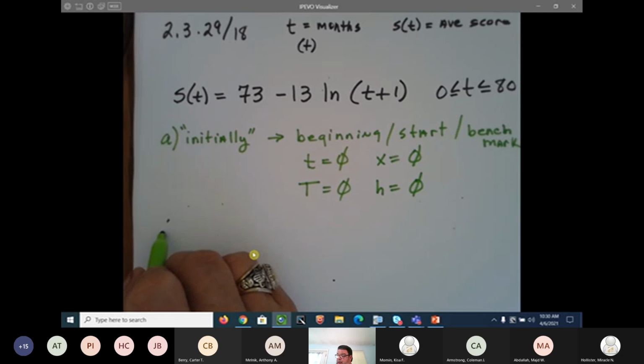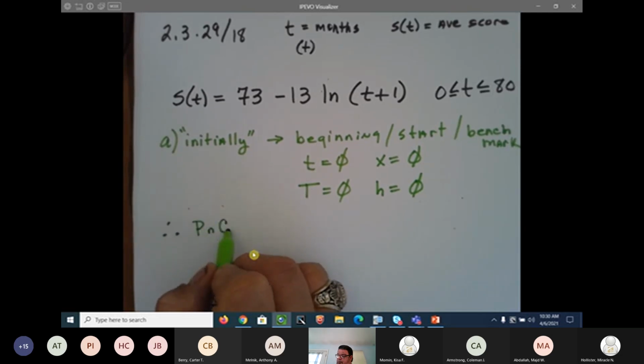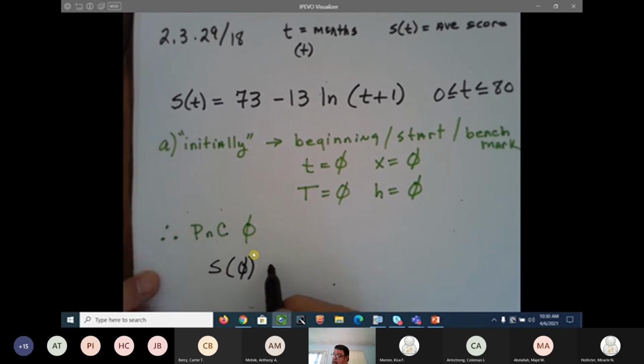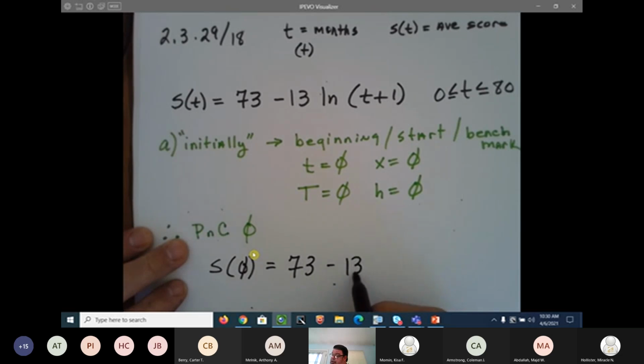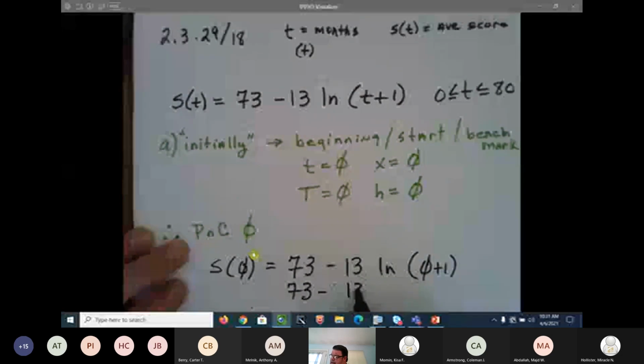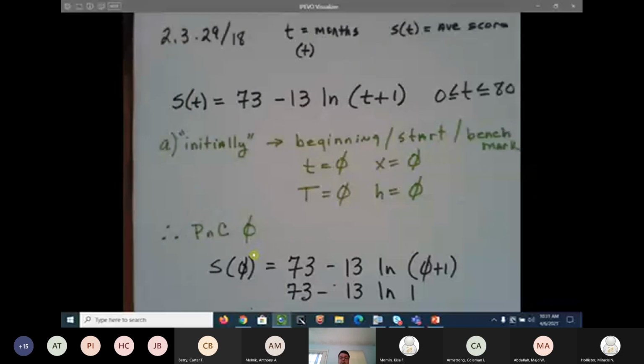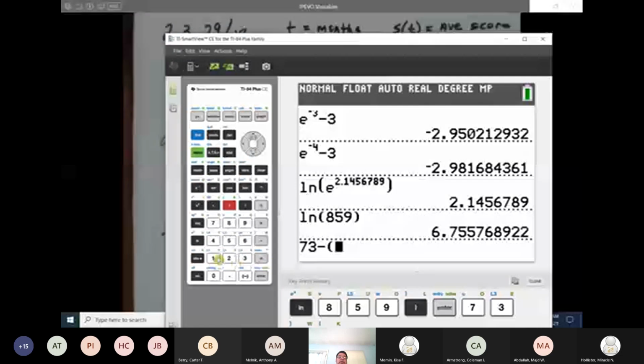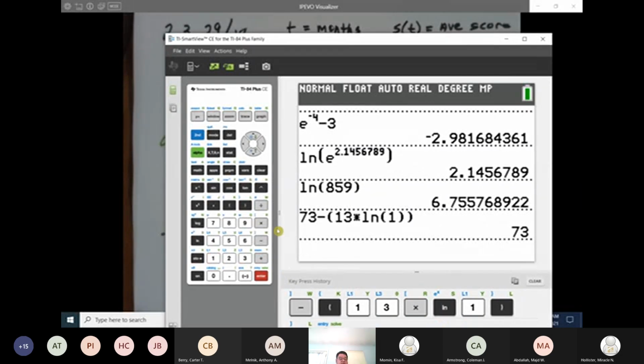So therefore, we're going to plug in what? We're going to plug and chug 0. So S of 0 is equal to 73 minus 13 natural log of 0 plus 1. 73 minus 13 natural log of 1. So here we go. 73 minus parentheses 13 times the natural log of 1. And I get 73.